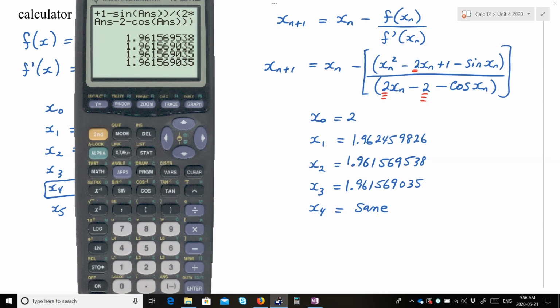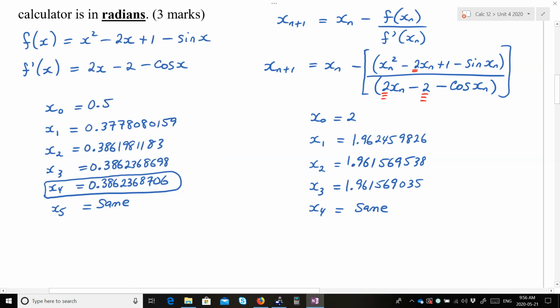And you can see I press enter again and I get the same thing. Okay. So x3 is our answer. Okay, and that is how you do number 1 on Newton's method.